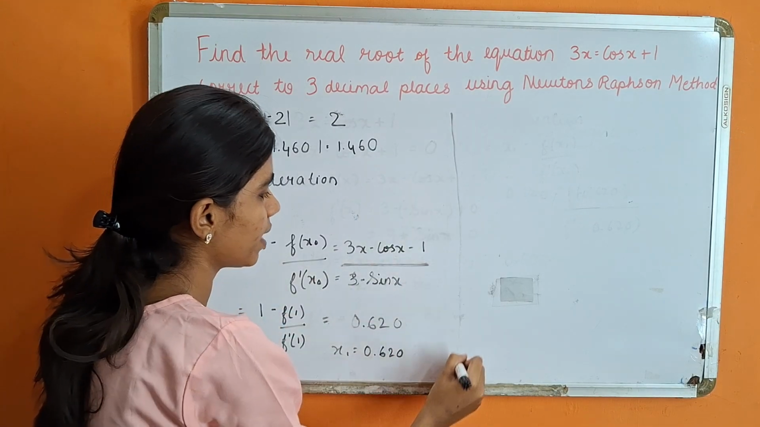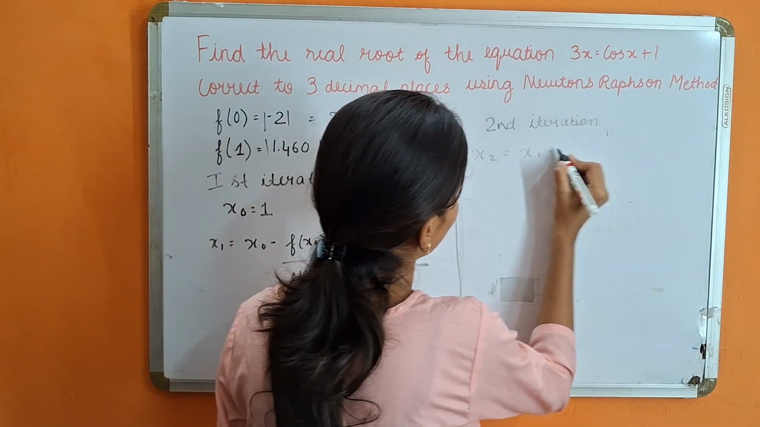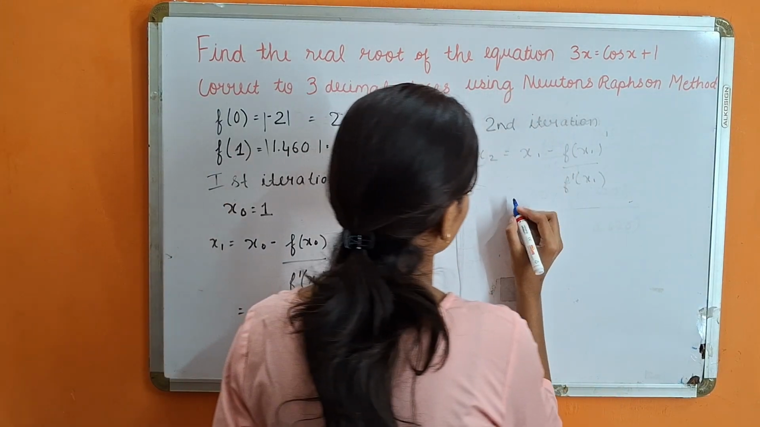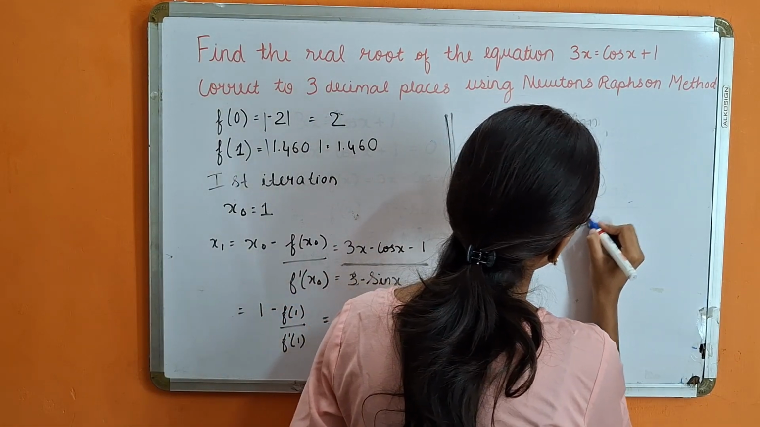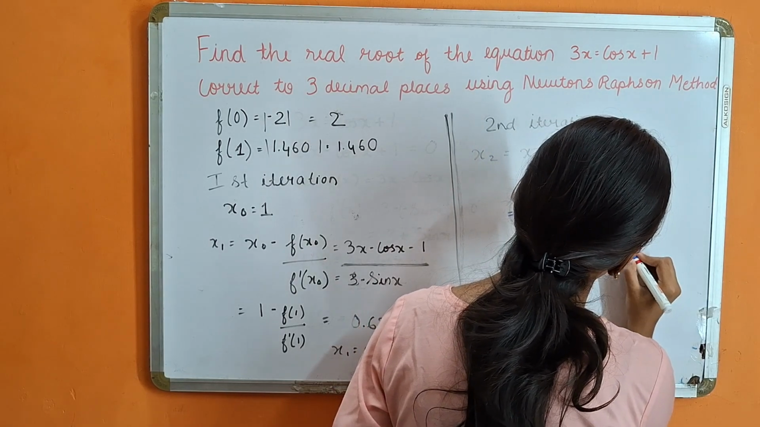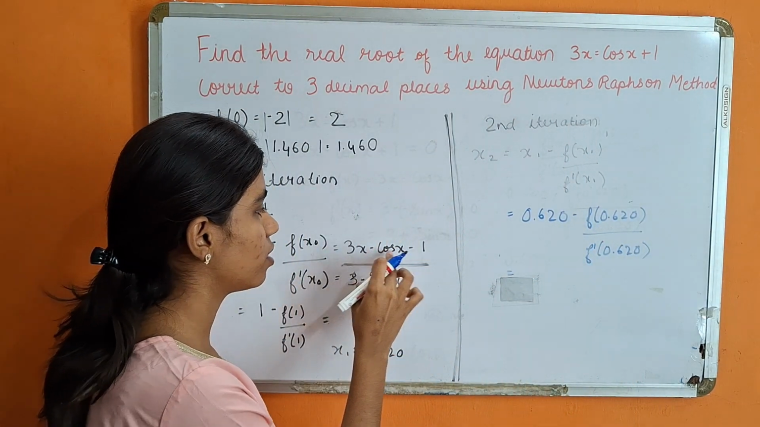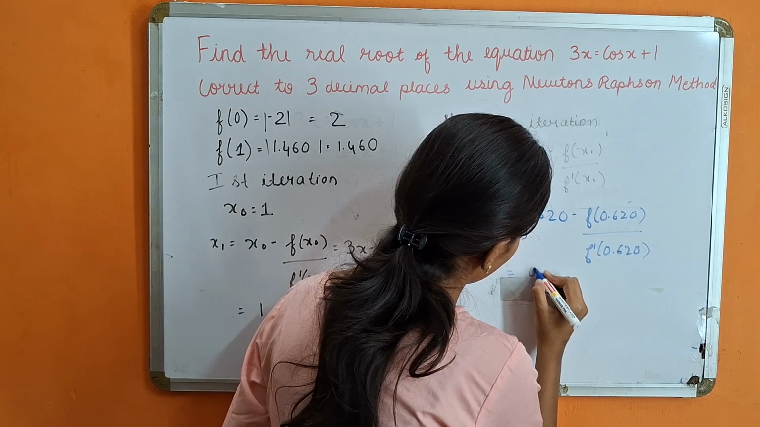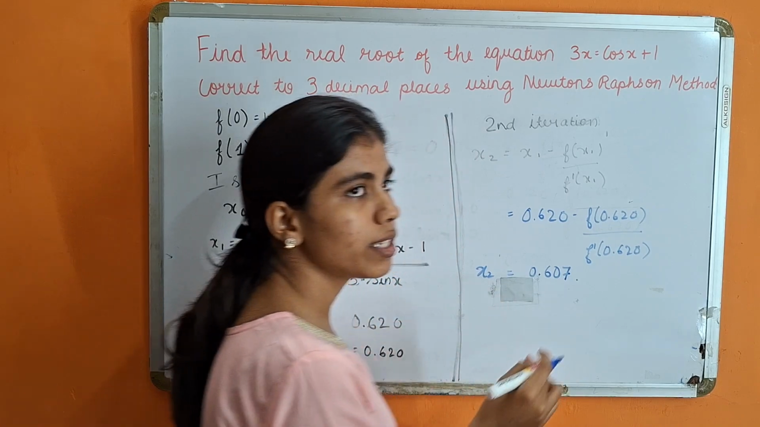Now let's start the second iteration. In the second iteration, we have to find x2. What is x2? x1 minus f of x1 divided by f dash of x1. Your x1 value is 0.620, so x2 is 0.620 minus f of 0.620 divided by f dash of 0.620. If you put this value again into x minus 3x minus cos x minus 1 divided by 3 minus sin x, you get x2 as 0.607. So your x2 value is 0.607.